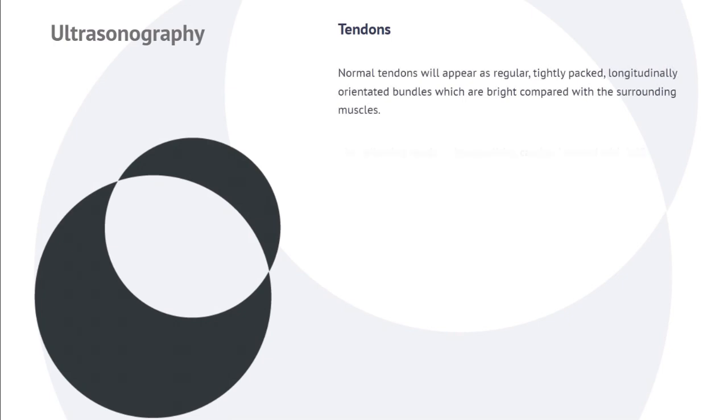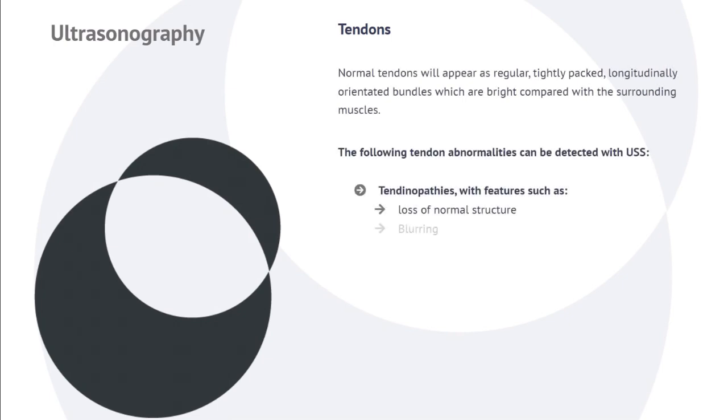Tendons. Normal tendons will appear as regular, tightly packed, longitudinally orientated bundles which are bright compared with the surrounding muscles. The following tendon abnormalities can be detected with USS. Tendinopathies, with features such as loss of normal structure, blurring, thickening, cystic degeneration, calcification. Tears can be partial or full thickness.